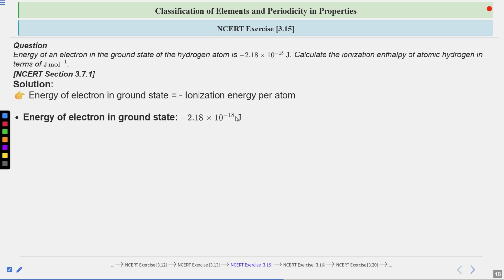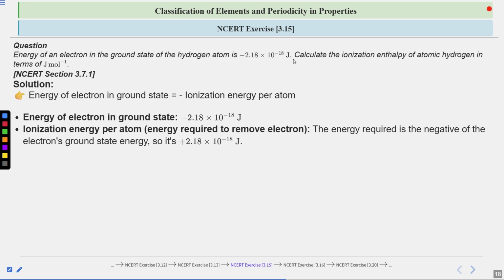The energy of the ground state electron will be minus 2.18 into 10 to the power minus 18 joule. This is the ground state energy already given in the question. Now what will be the energy required to pull off that electron? It will be plus 2.18 into 10 to the power minus 18 joule. This is for 1 electron.